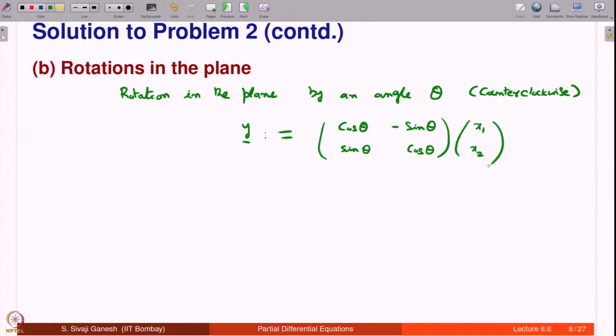How do you check it is a counterclockwise rotation? Put 1 0 and see what you get. Put 0 1 and see what you get. For example, if this is my x1 x2 direction, the new coordinates are like that. So, this is an angle theta, this is y1 and y2.